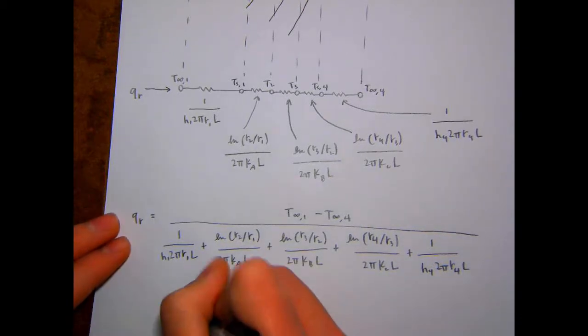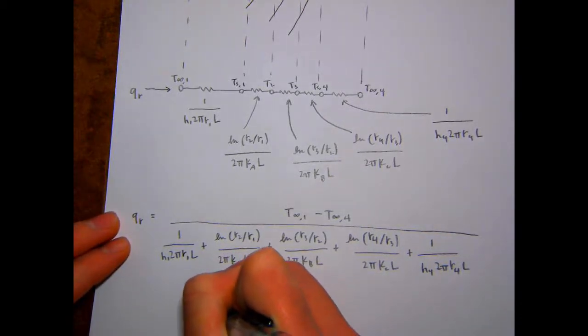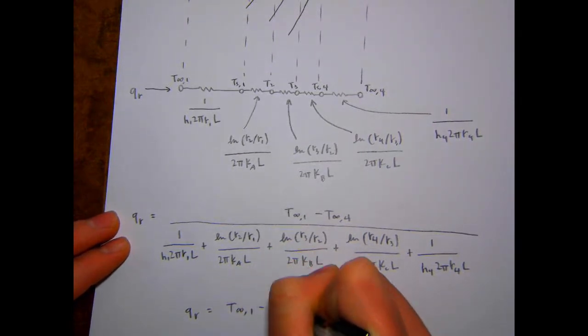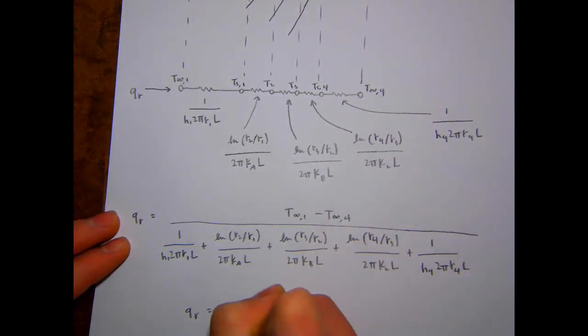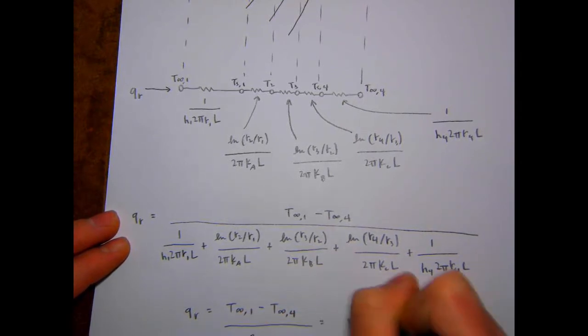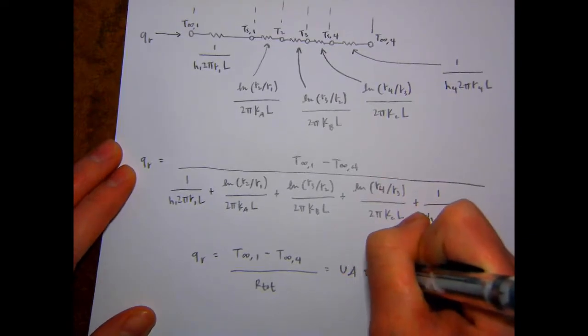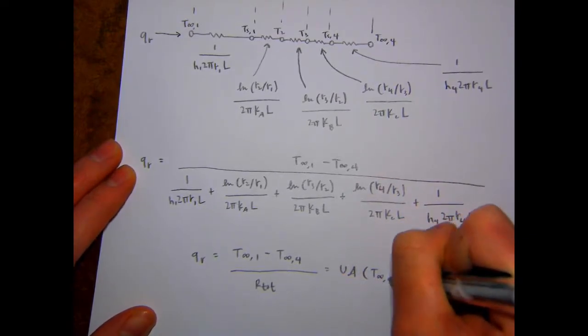And then, just like before, we have our overall heat transfer coefficient U. And that is U times A times the temperature difference.